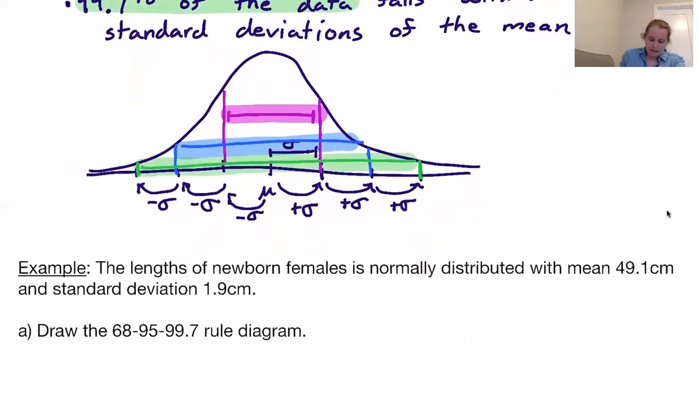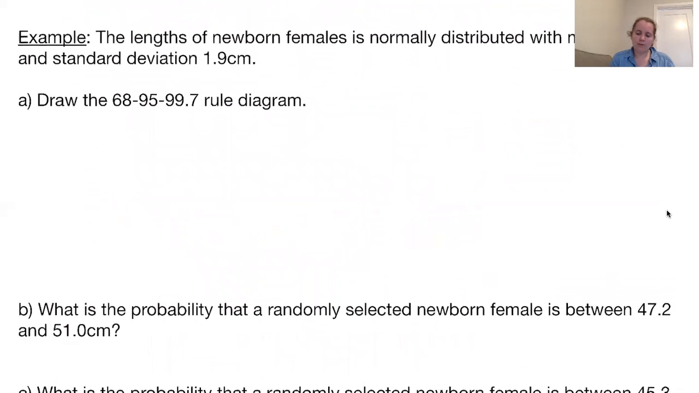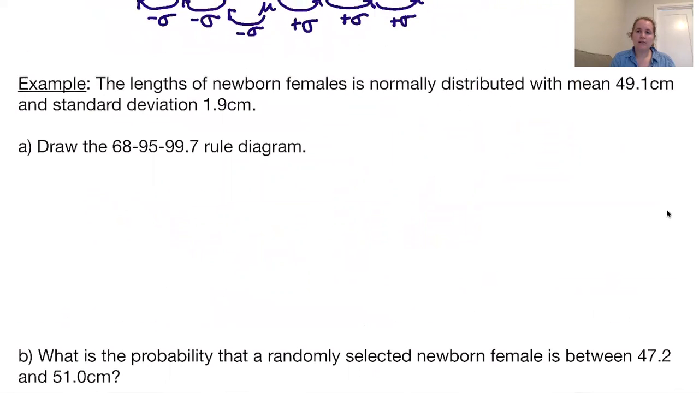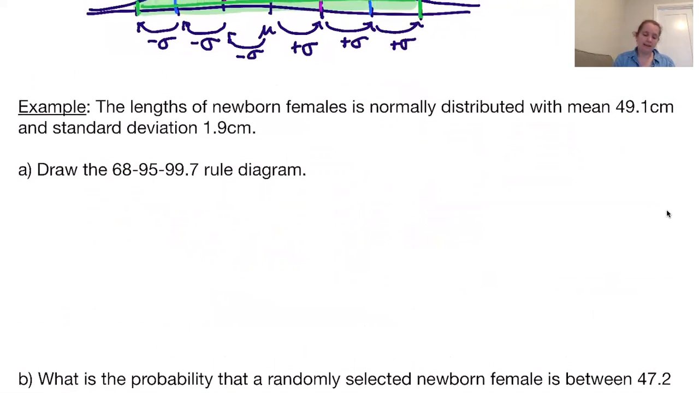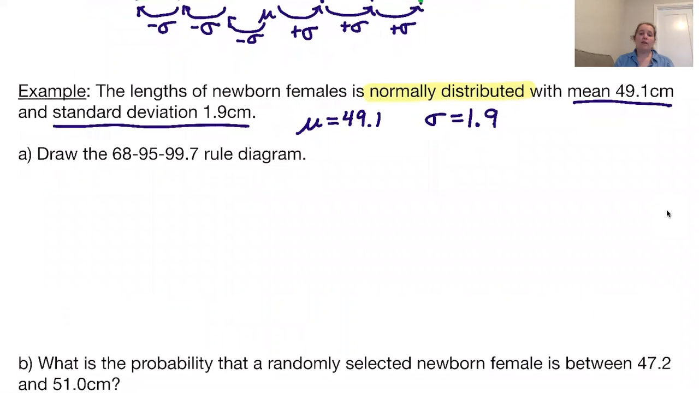So if we take an example, I have the lengths of newborn females are normally distributed with mean 49.1 centimeters and standard deviation 1.9 centimeters. So some keywords to search for, we do have our normally distributed. Our mean is 49.1 centimeters. So that means mu is 49.1. Our standard deviation is 1.9. So our sigma is 1.9. And then I asked you to draw the diagram.